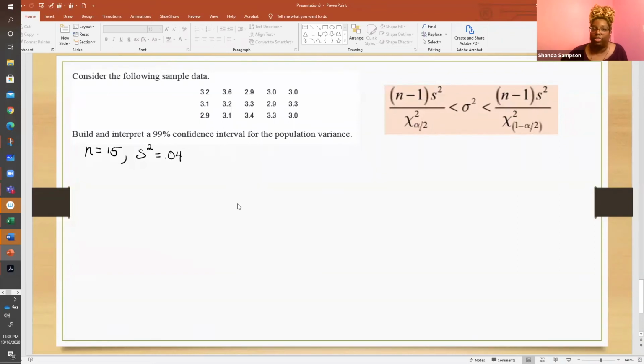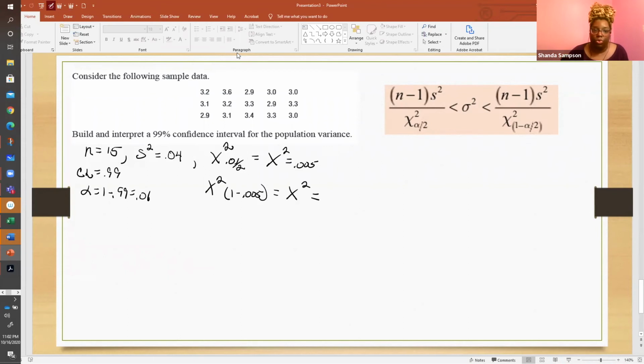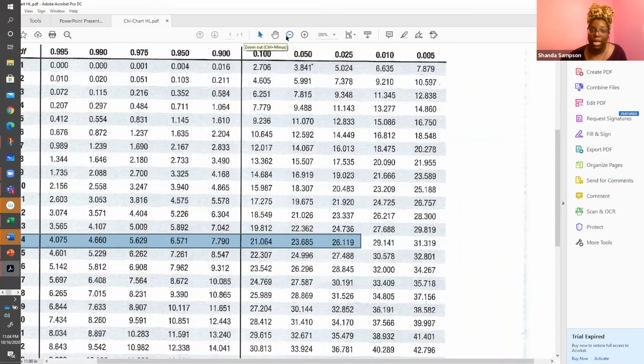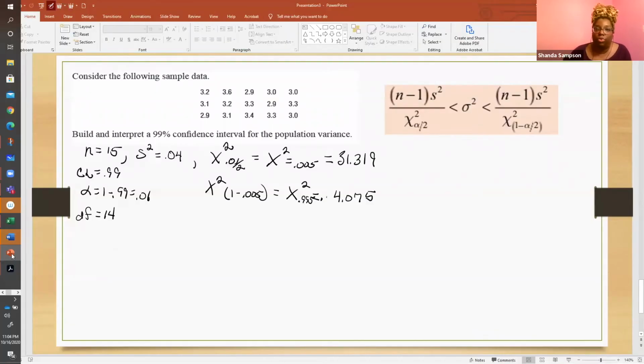So let's put this all together. We have to get our chi-squared values. So we're looking for chi-squared alpha over 2, that's 0.01 over 2, which is 0.005. And then the other chi-squared is going to be 1 minus 0.005, so that's chi-squared of 0.995. Our degrees of freedom is going to be 14. So we need to go to 14 and find 0.005 and 0.995. For 0.995, I have 4.075, and for 0.005, we have 31.319. Okay, so now we can plug these into our formula.